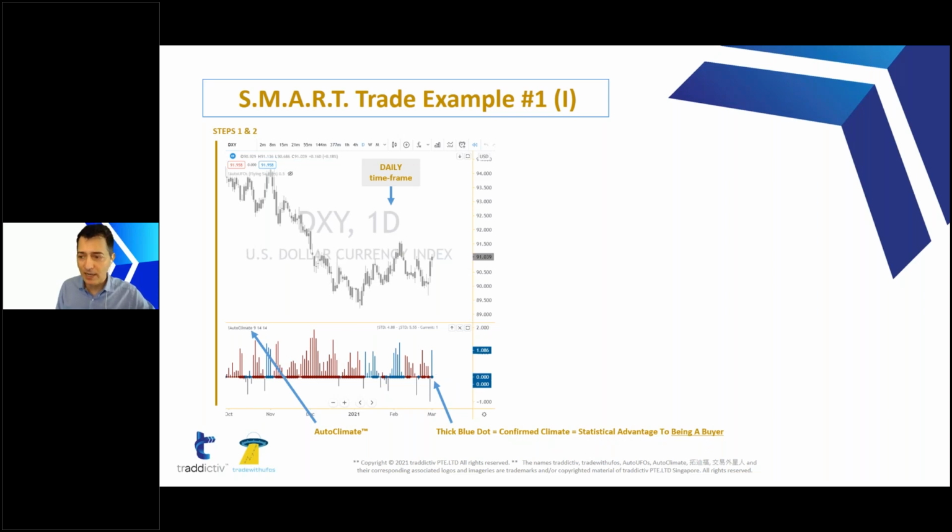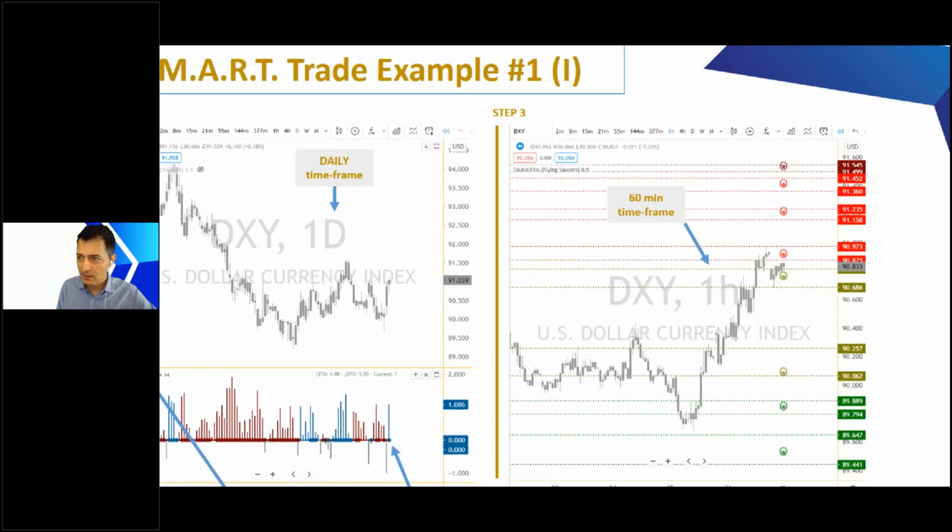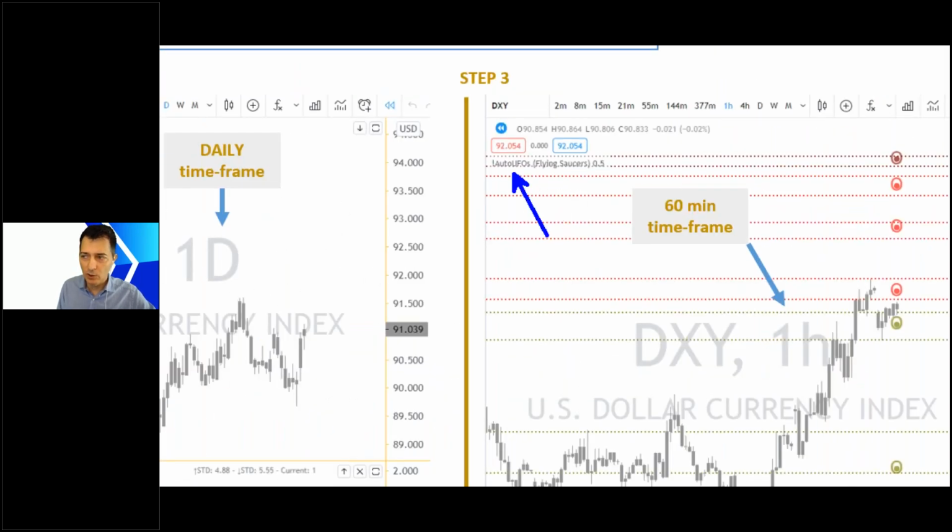So what would I do now? Well, I would move to a lower time frame. This is step 3, if you recall. In this case, I am using a 60-minute time frame. And now I am using another tool, which is Auto UFOs. You can see it here if I zoom in. So we got a tool running here called Auto UFOs.